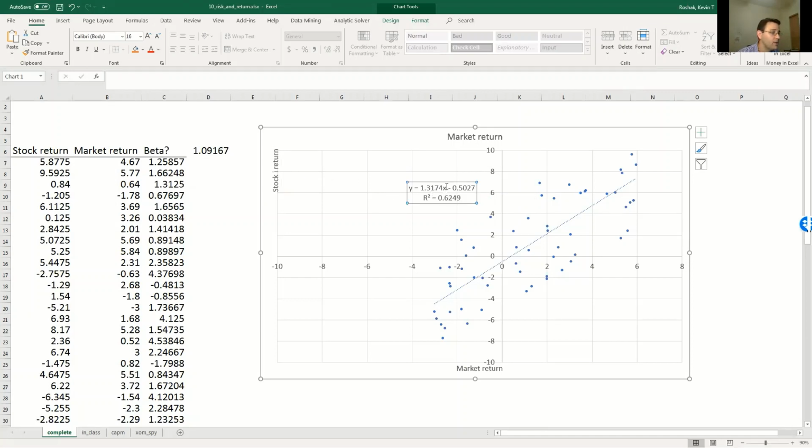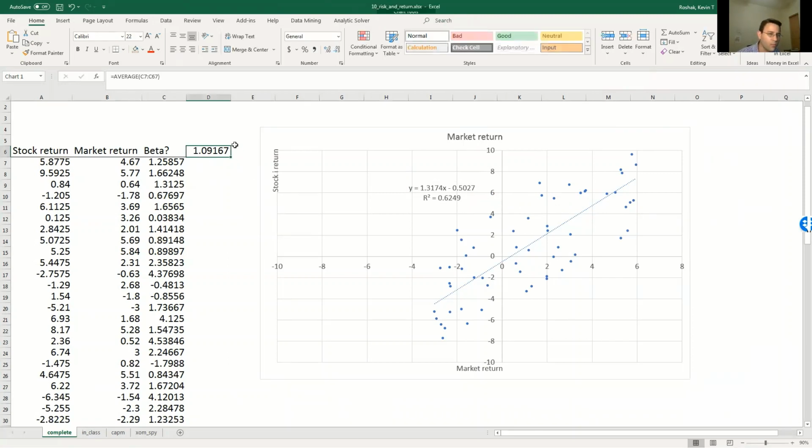It's equal to 1.3 times x. X is the market return. How much is the market moving every month? 1.3 is that average relationship. So when the market moves 1%, our stock is moving about 1.3%. Okay. That's pretty close to what we calculated over here of 1.1.